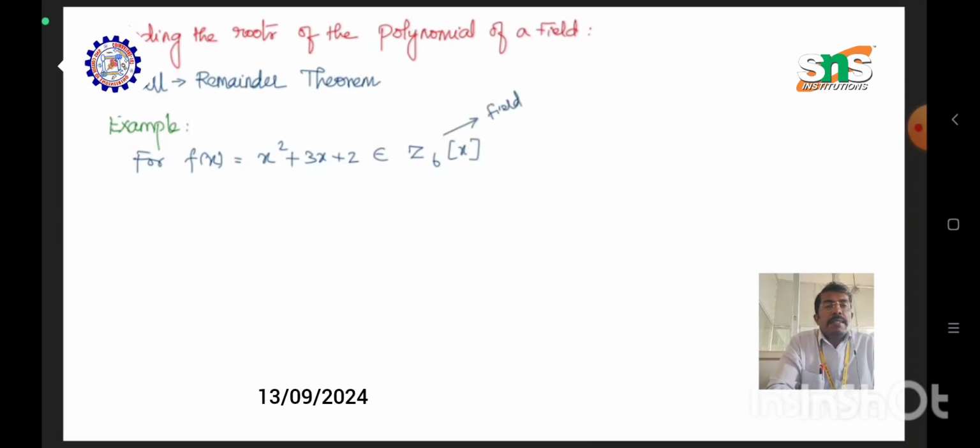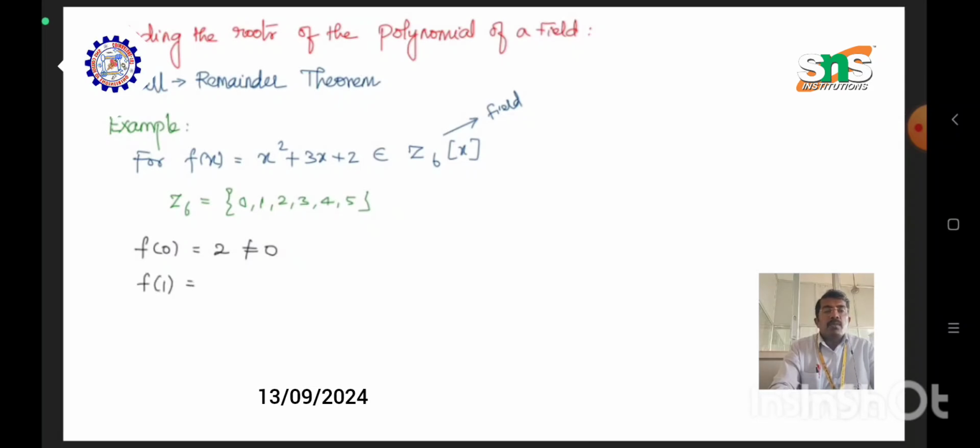Here Z6 is the field, so f(x) = x² + 3x + 2 is taken as the polynomial from the field Z6. Since it is Z6, it has 6 elements, from 0 to 5. So the coefficients of the polynomial f(x) should lie in the field Z6. What I do is take each and every element from the field and substitute it in the function. The answer I get should be 0 in order to say it is a root of that polynomial.